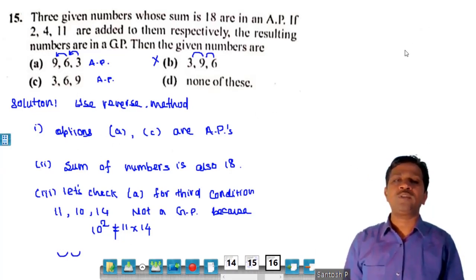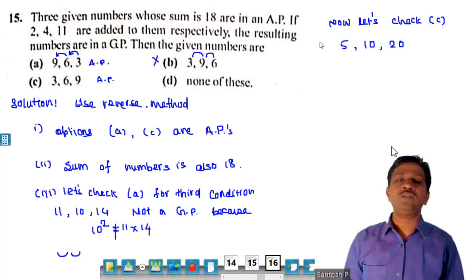Let us see option C now. If I add 2, 4, 11 to the given numbers, if I add 2 to the first number in this option C, I will get 3 plus 2, which is 5.